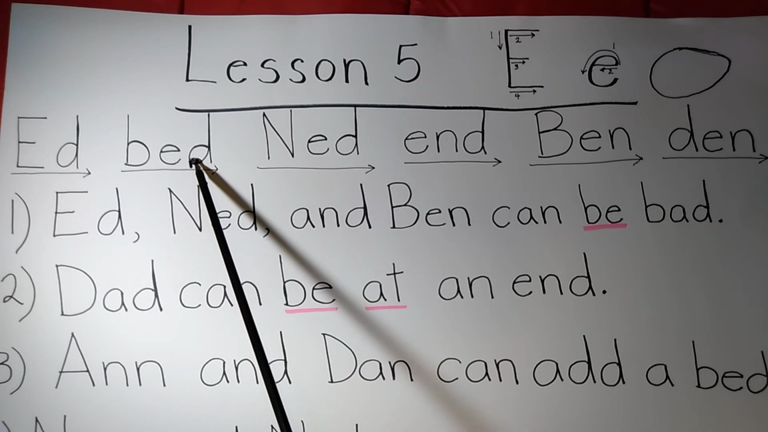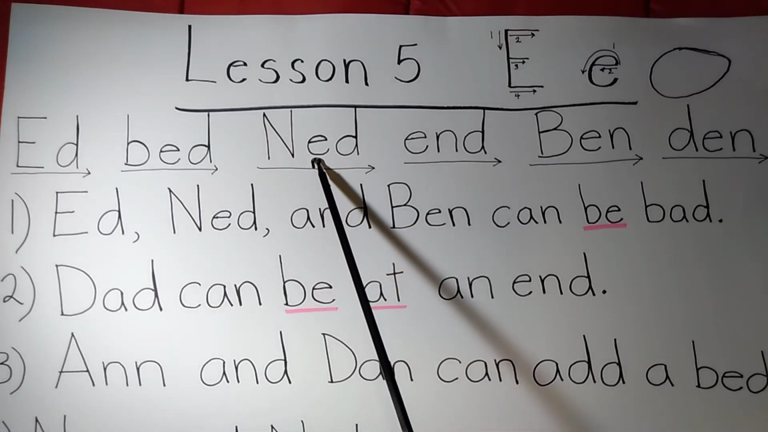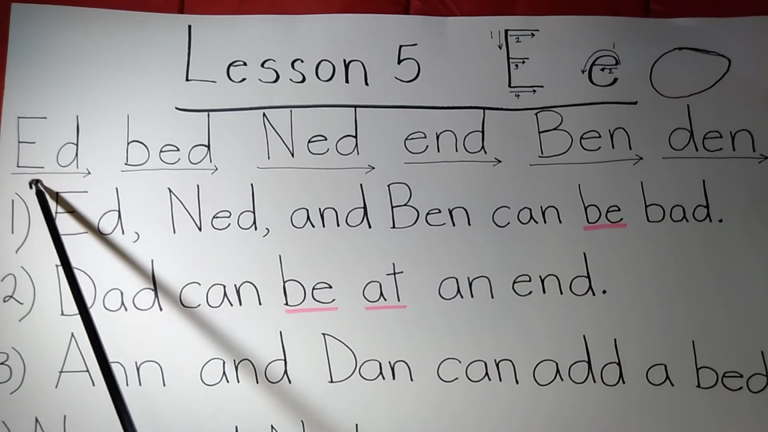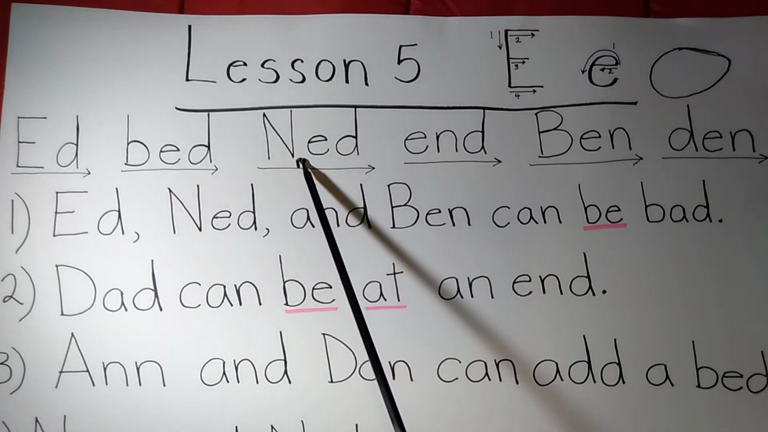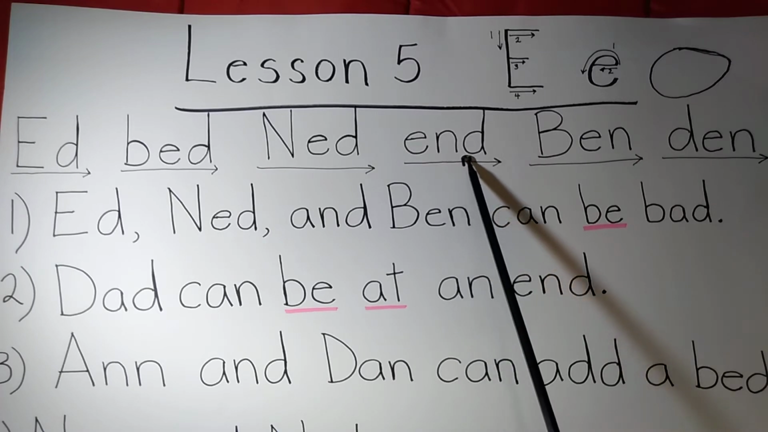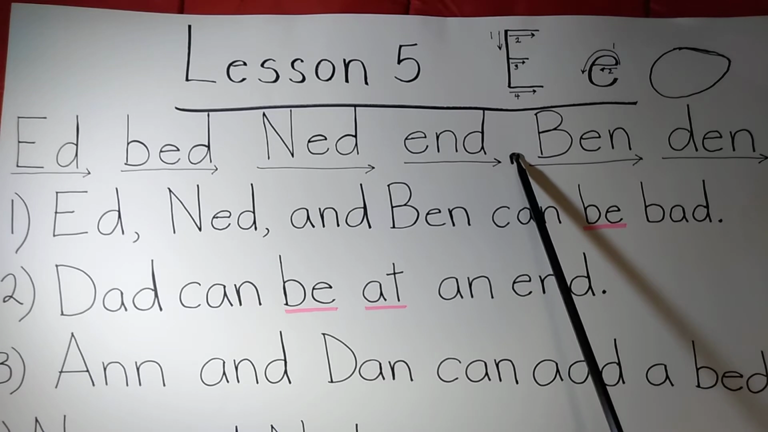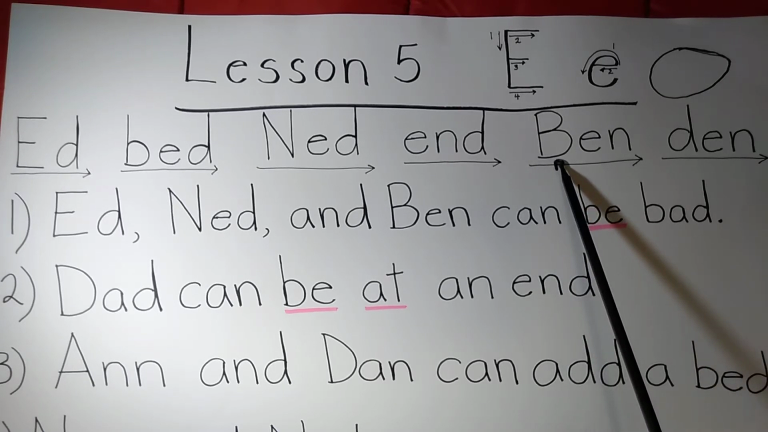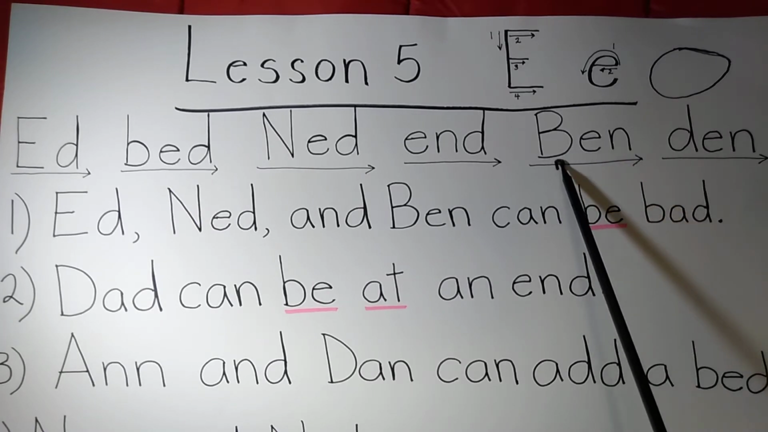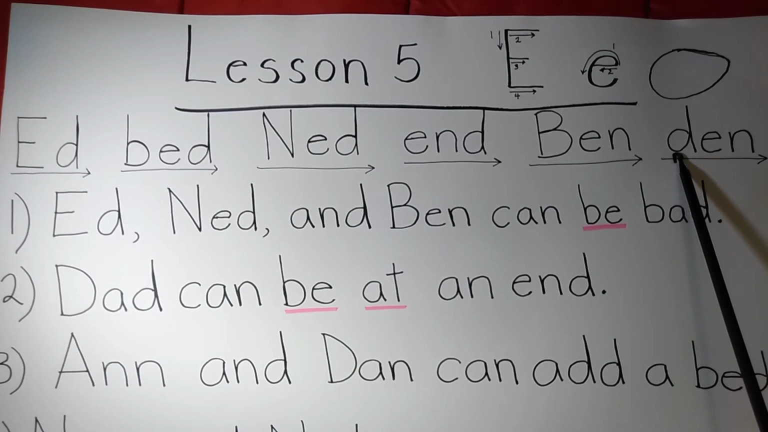Ed, bed. Okay, the next one, a boy's name, Ned. Ned. So we have 3 rhyming words here. Ed, bed, Ned. Okay, now, end. You're at the end of the road. And another boy's name, Ben. Ben. A rhyming word with Ben, den.